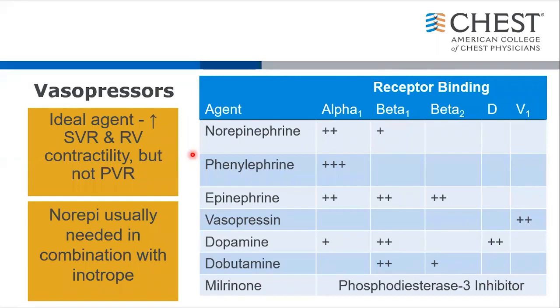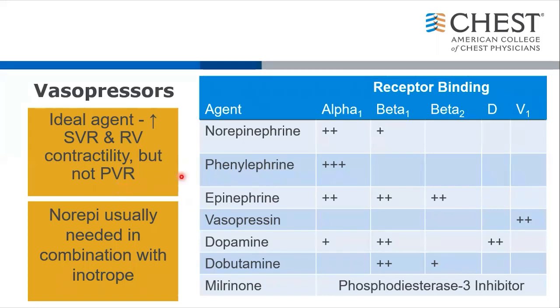So with that approach in mind and understanding the different variables that are at play, what about some of the specific agents that we can use, like the vasopressors that are available to us? Well, here in the table, you've got a list of vasopressors that should be familiar to all of us, along with the receptor binding sites. And it's a combination of vasopressors and inotropes. The inotropes are at the bottom, the dobutamine and the milrinone. Now, in a perfect world, you'd want to use an agent that increases the systemic vascular resistance and the RV contractility, but not the pulmonary vascular resistance.